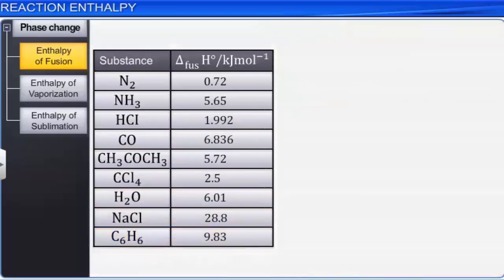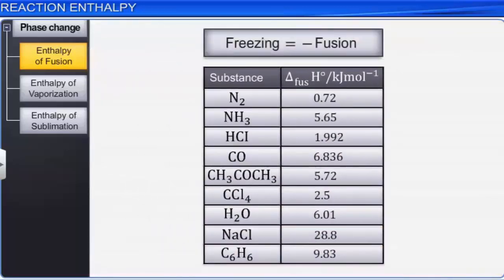We know that freezing is the reverse of fusion. Thus, the enthalpy of freezing, also known as enthalpy of solidification, is the same as enthalpy of fusion, except that it has the opposite sign, that is, a negative sign.